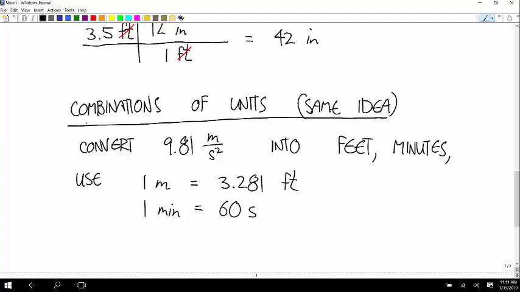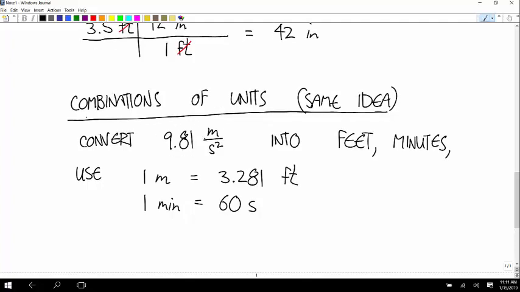First of all, what's the final combination of units we're going to get? If we're starting with meters per second squared and we're re-expressing it in feet and minutes, what's our unit going to be? It's going to be feet per minute squared, because if this is length per time squared, you have to end with length per time squared.